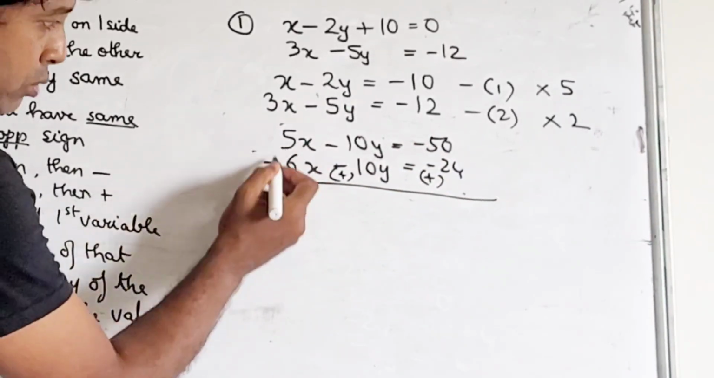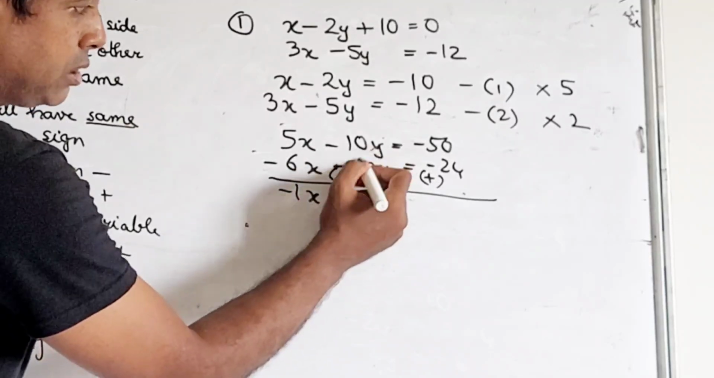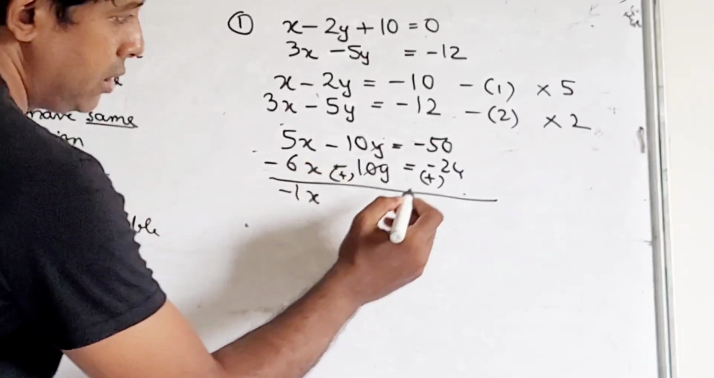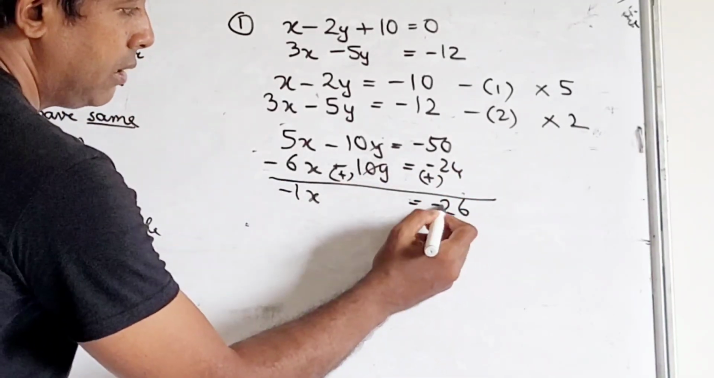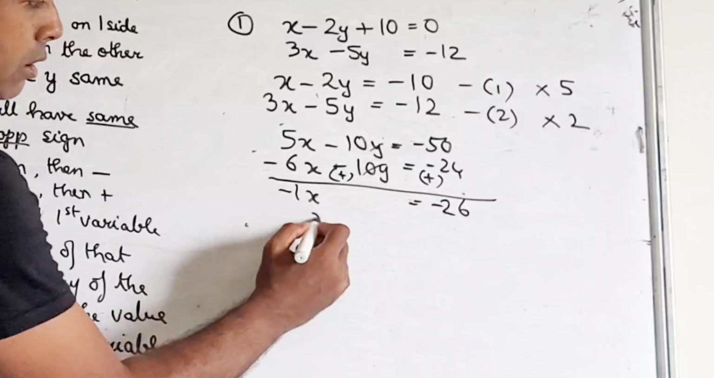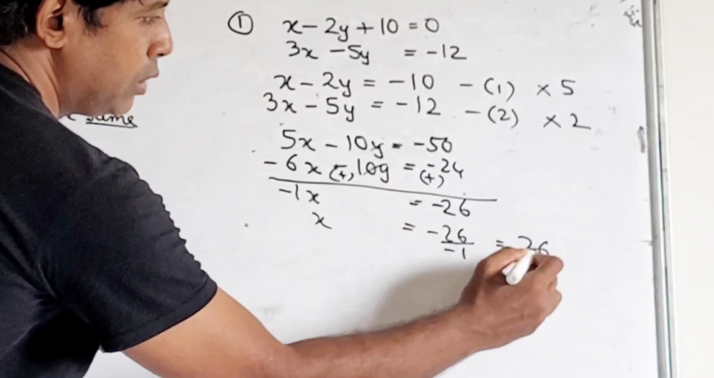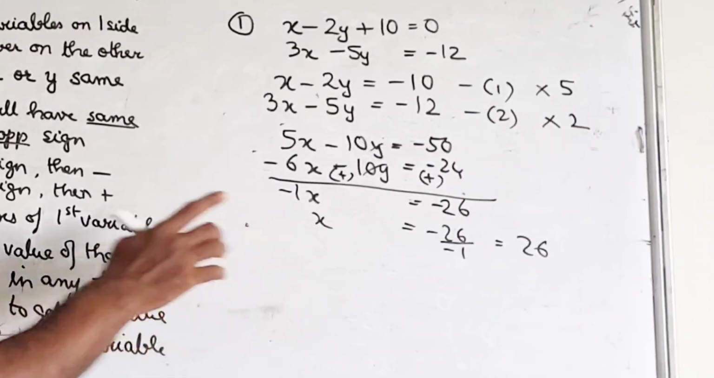Okay, so now solve it. 5 minus 6 is minus 1x. This minus plus is going to get cancelled. Minus plus is minus, so that's going to be equal to 50 minus 24 is 26. Bigger number sign, so x is minus 26 upon minus 1, that's going to be equal to 26. Now step 3 is done. We got the answer of one of the variables, that is x.